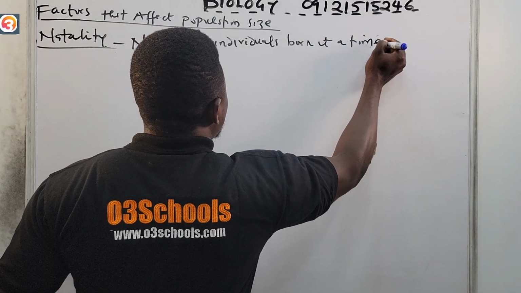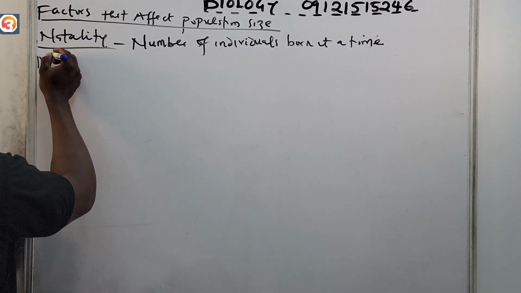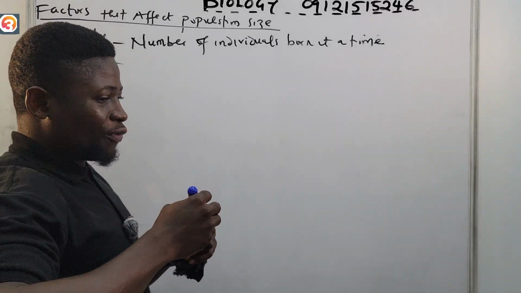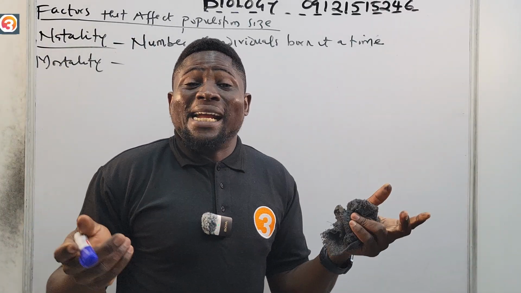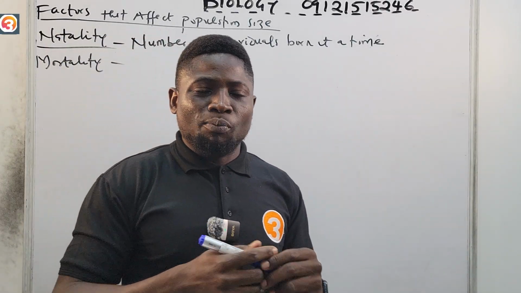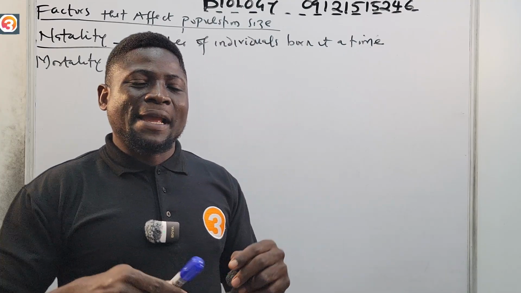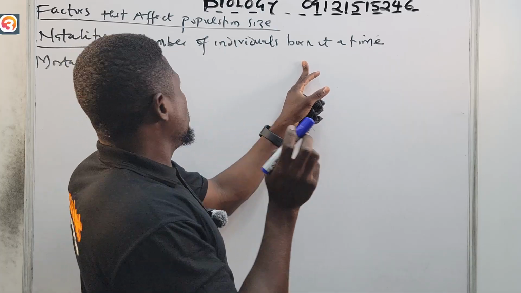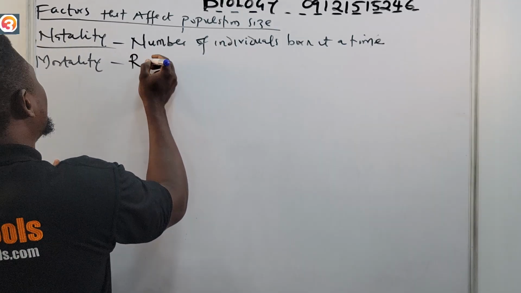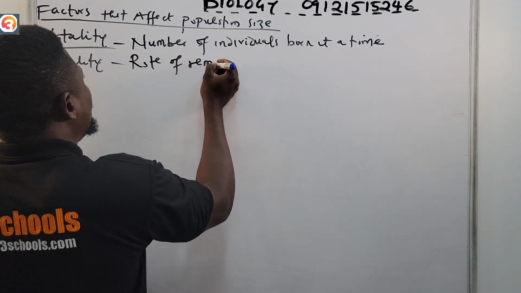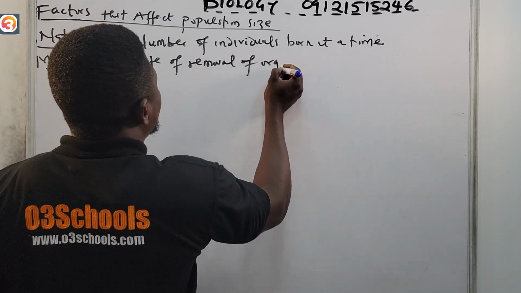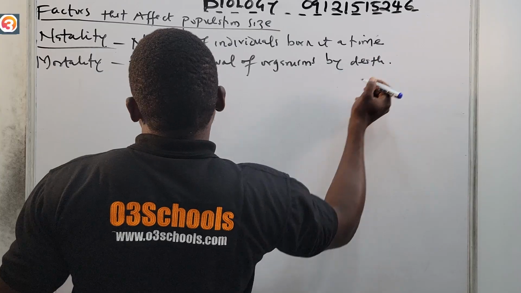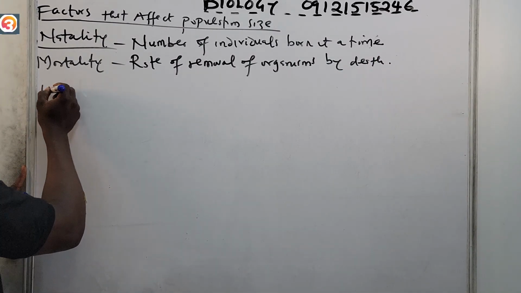Then after natality, we'll now talk about mortality. This one is talking about removal of organisms by death. So natality is the number of individuals that are born at a time, while mortality is the rate of removal of organisms by death. Then we also have immigration.